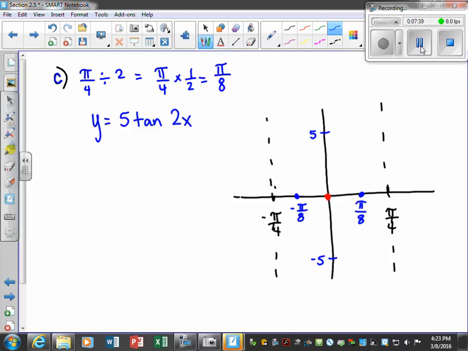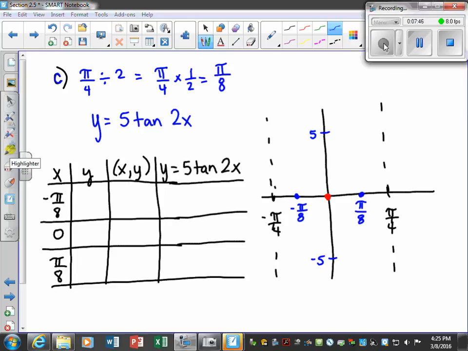Okay, and I want to set up an XY table with these particular points. So I'm going to do 0, pi eighths, negative pi eighths. Okay, does this look familiar to you? All right, let's plug in y equals 5 times the tangent of 2 times negative pi eighths.